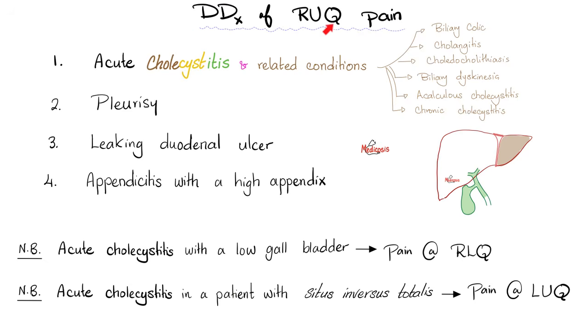Differential diagnosis of right upper quadrant pain. This is just a quick summary. Acute cholecystitis and related conditions: biliary colic, cholangitis, choledocholithiasis, all kinds of stuff. Pleurisy of the right lung. A leaking duodenal ulcer. Appendicitis with a high appendix, retrocecal appendix. Note that if the gallbladder is low, the pain will be in the right lower quadrant. If the patient has situs inversus totalis, the pain will be in the left upper quadrant.